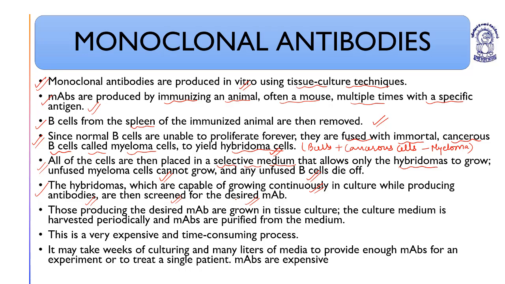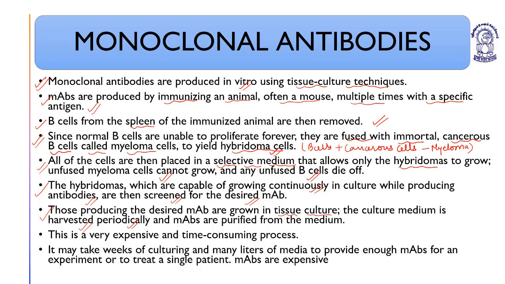Now hybridomas have the characteristics of both. They can produce antibodies as well as proliferate. So now they are screened to make the commercialized monoclonal antibodies. Those producing the desired monoclonal antibodies are grown in tissue culture, and the culture medium is harvested periodically.